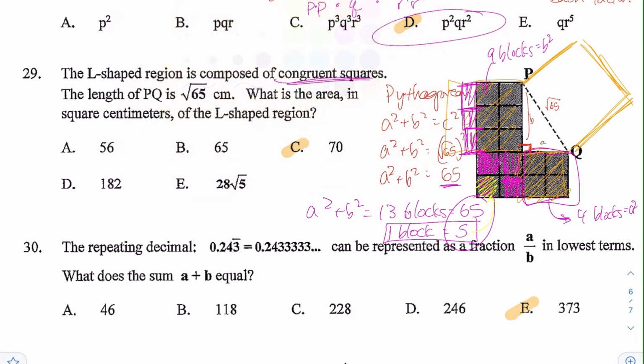That will give you a total area of choice C, 70. So you have 10 blocks all covered up. You know that 13 blocks is 65, and you have 14 blocks in total. So that's going to be a total of 70.